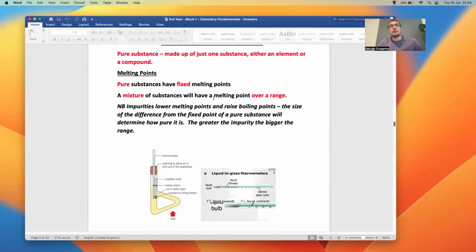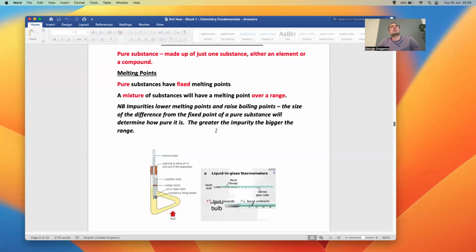Now, the way you can spot a pure substance is it will have a fixed melting point, which means a very small melting point range. So it's very sharp. Whereas if you have a mixture, you're going to have a much wider range. That's the general rule that you have to know on your syllabus. So if you're pure, you have a fixed melting point or a very small range. If you're a mixture, you have a wide melting point range.